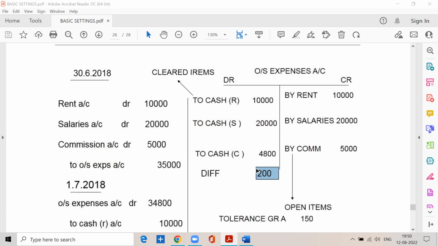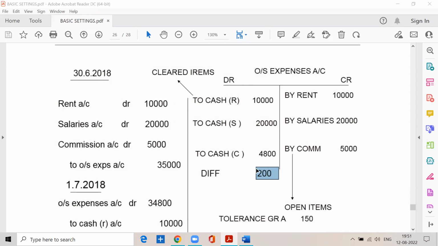See, all of you are correct, right? Balance sheet is also correct and P&L account is also correct. But here, whether this difference of 200 rupees is to be transferred to balance sheet or P&L account is decided by the reason for this difference.